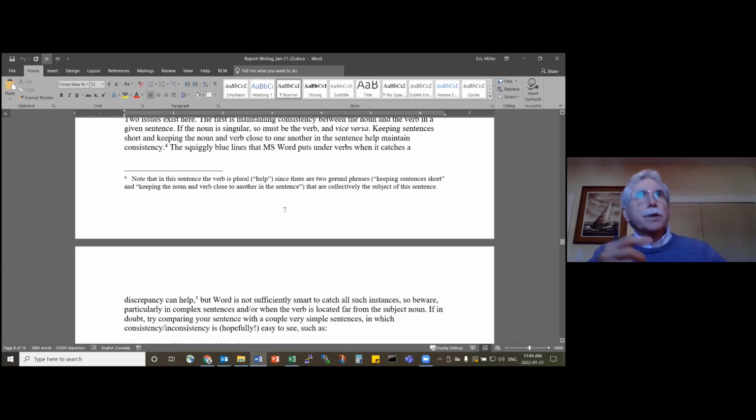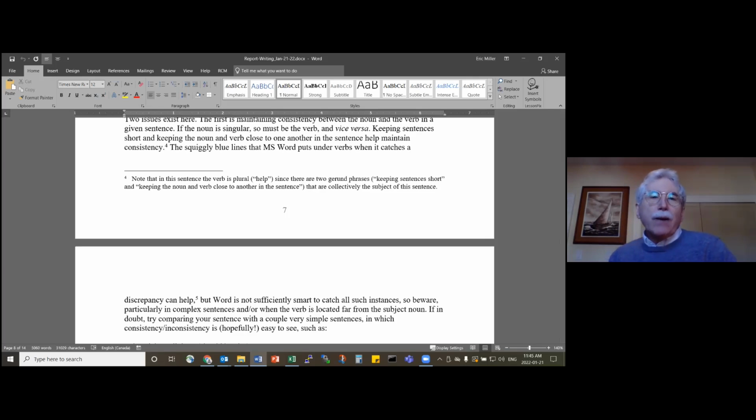For people, particularly coming out of certain other language backgrounds, this can be very challenging, because maybe in your home language, singular and plural have very different concepts or whatever. One way to help with this consistency is keeping sentences short. If the noun and the verb are close together, it's usually easier to see when you have an inconsistency.